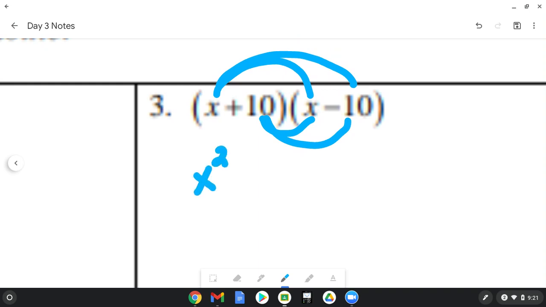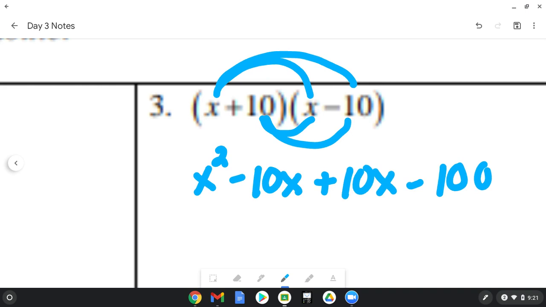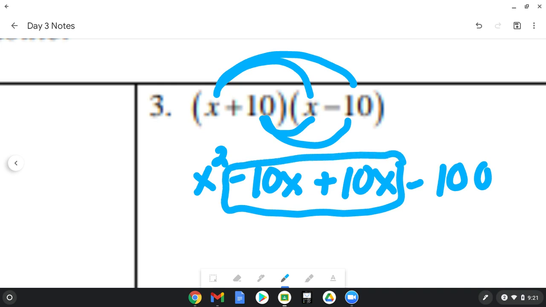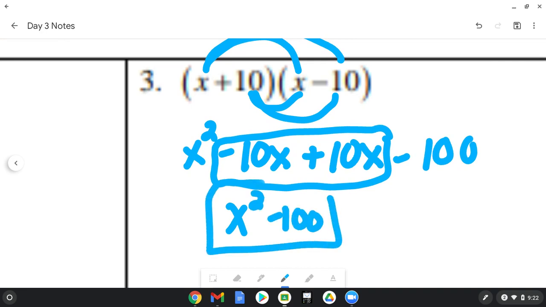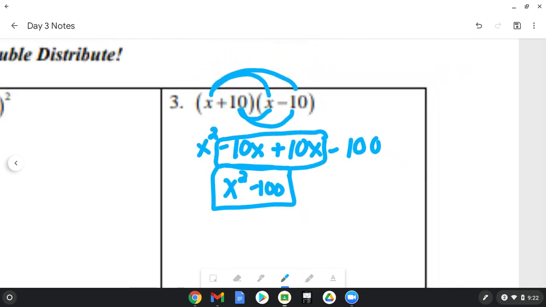So if we multiply those together, that'd be x squared for the x times the x. The first term times the second term would be negative 10x. The second term by the first term would be plus 10x. And then the second term by the second term would give us minus 100, because that'd be 10 times negative 10. If we notice these two middle terms now, they actually are exact opposites of each other. So this would be a time when those middle terms would cancel each other out. I'm left with x squared minus 100. And that'd be my answer for number 3.